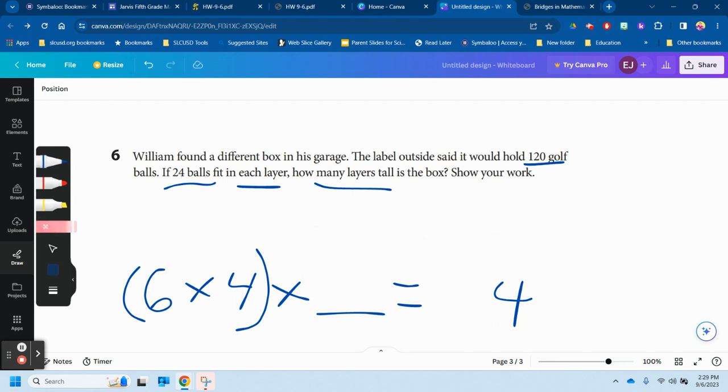So we know that 24 fit in the base. We could say 12 times 2. They're not asking. They just want to know layers or height. They're saying layers. I like to think of it as height. Like how many layers high. This is the height. So we have to really think about what times 24 is going to equal 120.